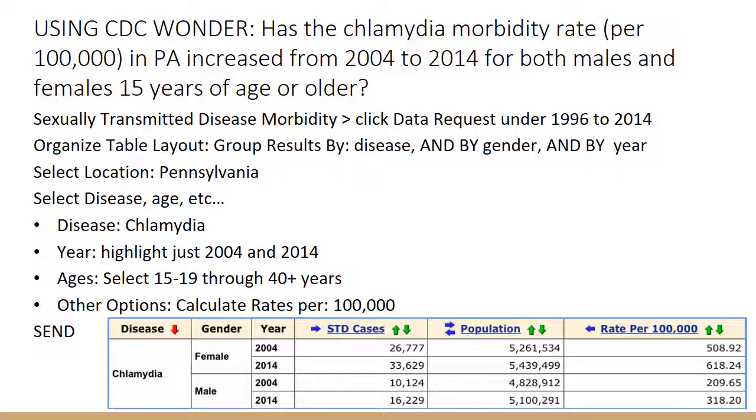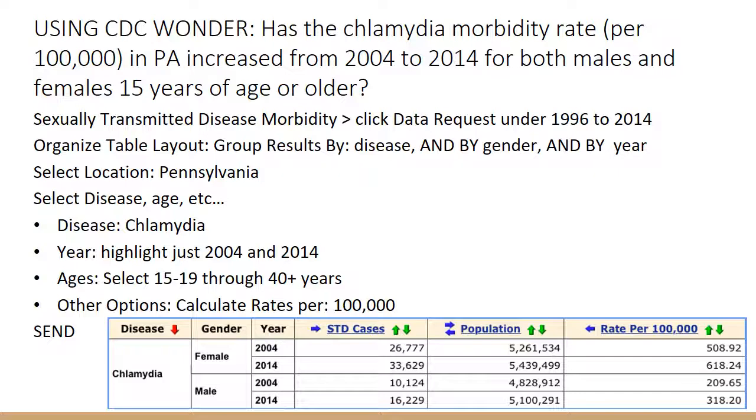We'll select our location, which is Pennsylvania. Then under select disease, age, etc., there's a number of other things listed. We're going to select the disease we're interested in, which is chlamydia. We're going to select the years 2004 and 2014. And then we're going to select the ages of 15 to 19 through 40 plus years. And that will include everyone who's 15 years of age or older. And then in other options, we want to calculate the rates per 100,000. It'll just give us a better number to compare. Then we'll press send, and we'll get the table that is at the bottom of this page.